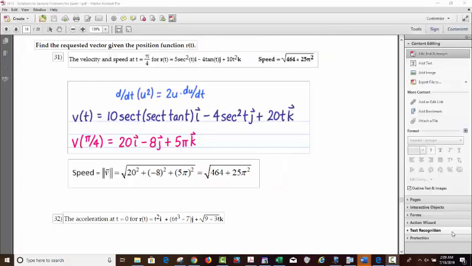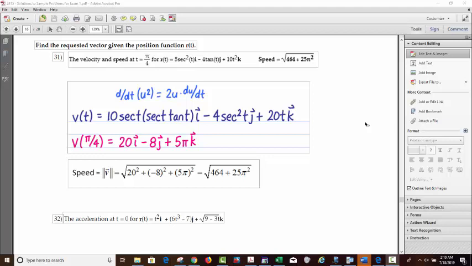All right, let's take a look at problem number 31. Find the velocity and speed at t equals pi over 4 for the given position function. I put the answer to the speed over here to the right because it won't be on the answer key to the original, because I just added that into the question. All right, so let's see what we got here. The velocity, of course, will just be the derivative of the position function.